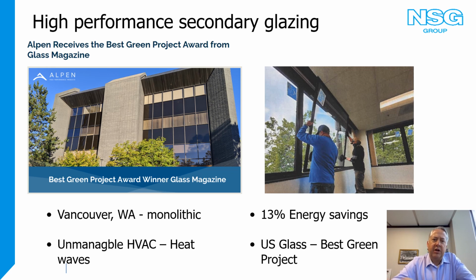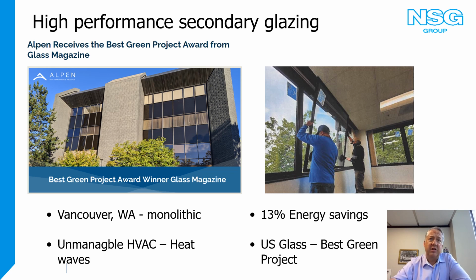Here's a slightly different project. This was a project in Vancouver, Washington, a monolithic glazed four-story building that was really just unmanageable with the HVAC systems. As the heat waves and climate change have impacted these things, you're starting to get quite a few more 100 to 110 degree days even in Washington. And these buildings just weren't designed for it.